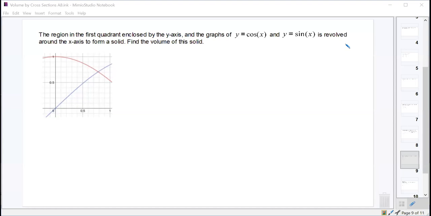All right, so we're going to take a look at this one. Very similar problem. We're probably just going to do this one, and then we're going to move on to revolving around other axes, because there's not a whole lot different with this than what we were doing before with just revolving, other than you've got to subtract something.